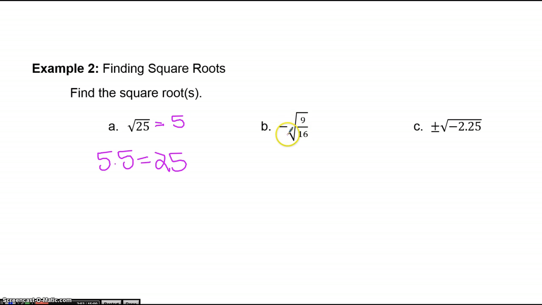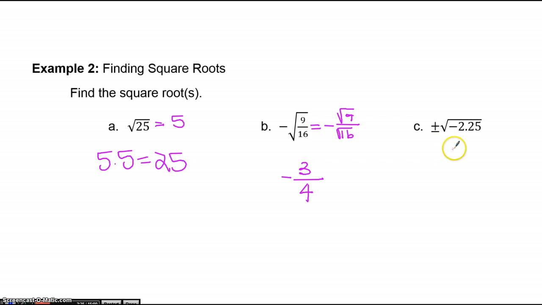All right, this is the negative square root of 9 over 16. Now this looks kind of tricky, but it's not bad. This is really the same thing as the negative square root of 9 over the square root of 16. So 3 times 3 is 9, and then 4 times 4 is 16. So the answer to B is negative 3 over 4.